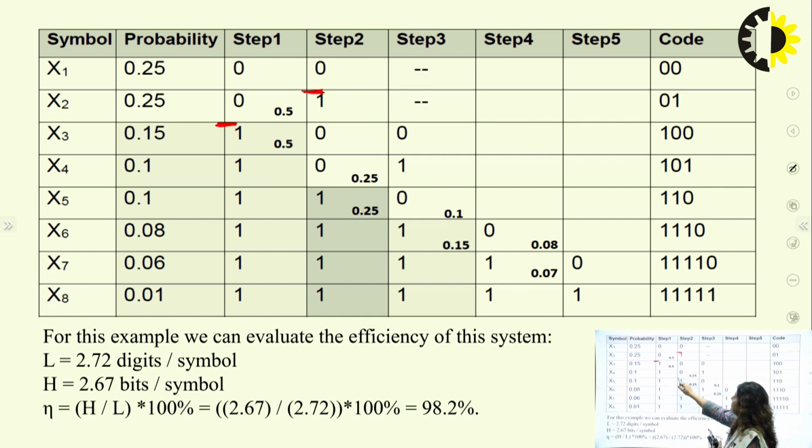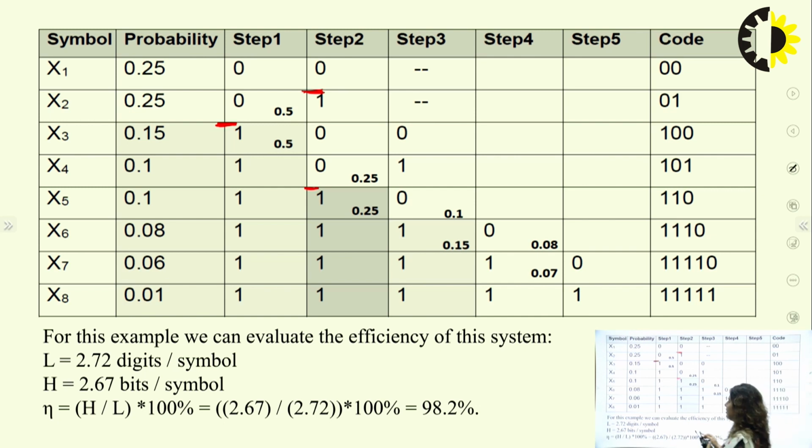From here, we have this point, 0.25 and 0.25; the upper half is 0 and the lower half is all 1s. Again, we have this part, 0.1 and 0.15. We split from here, 0 and 111, then 0.08 and 0.07, 0 and 11, and then 0 and 1. Finally we get the codes: 00 is the code for 0.25, 01 is the code for the next 0.25, then 100, then 10. You have to read it horizontally and write all the codes.